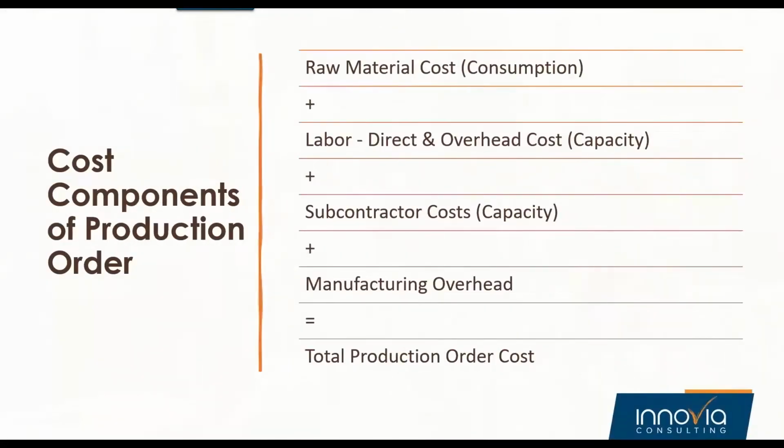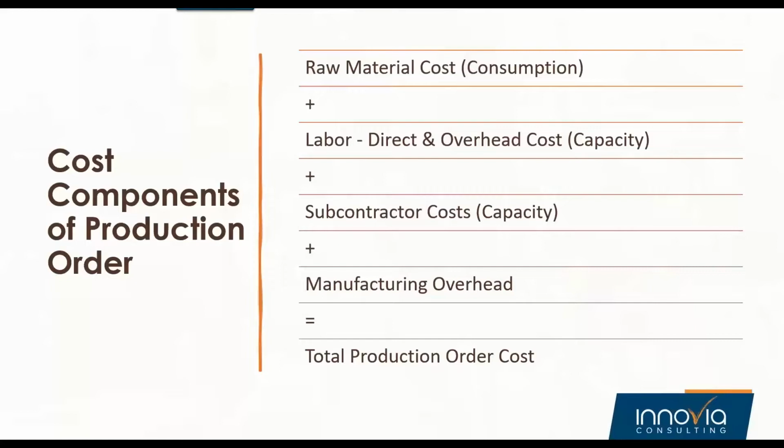So let's first look at the cost components that are on a production order. We have a few different ones. Raw material costs, of course, so your consumption entries. Then we add in your labor, and that could be direct labor, and then also overhead costs. If any of you work with subcontracting and using the NAV or Business Central subcontracting worksheet, you can add in subcontractor costs. And then finally, manufacturing overhead, which is a nice feature to use.